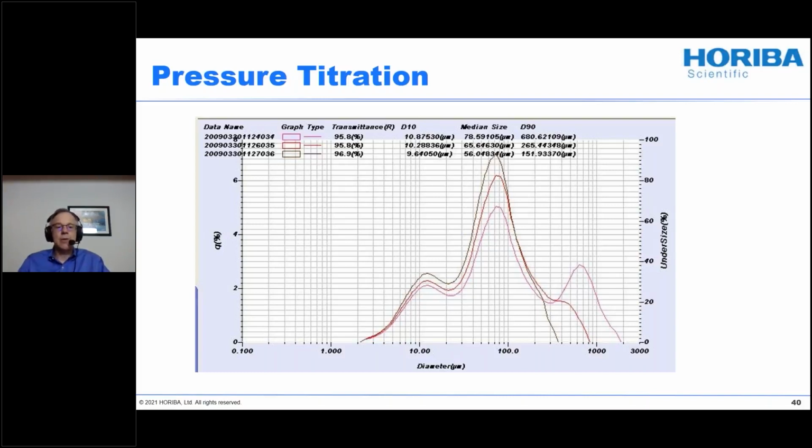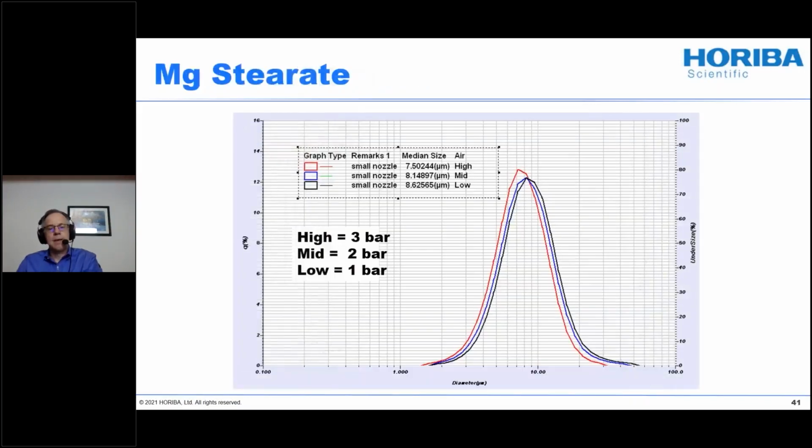Here's an example of a one pressure titration where things work out pretty well. The purple is with the least air and the brown is with the most, and I'm really just knocking out my large particles in my suspension. Here's another more concrete example that I'll walk through with magnesium stearate. This is a lot more pernicious than the one I just mentioned.